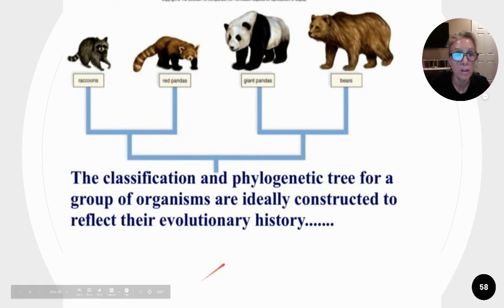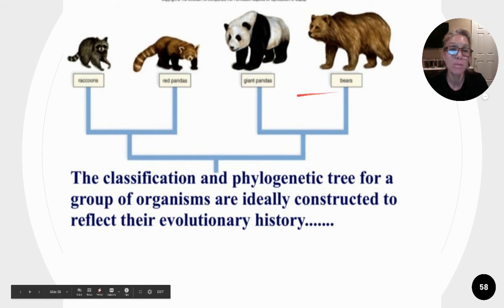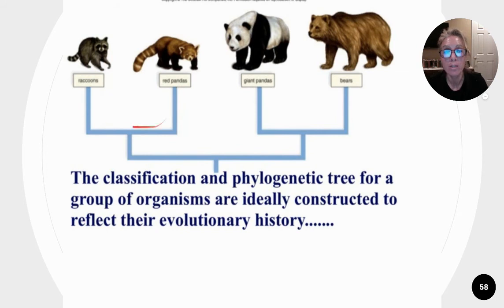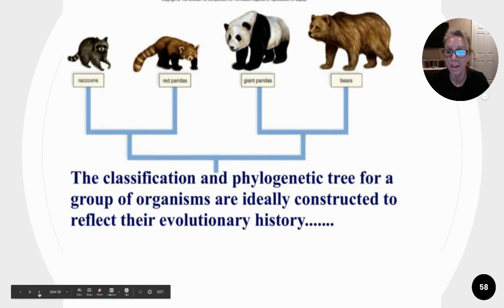So the classification of a phylogenetic tree for a group of organisms, you want them to construct who you are related to. So for instance, a bear is more closely related to a giant panda. Red pandas are actually more related to raccoons than they are to giant pandas. So just because somebody names something some way doesn't mean that they're actually related to one another.